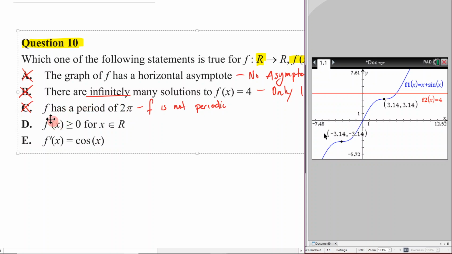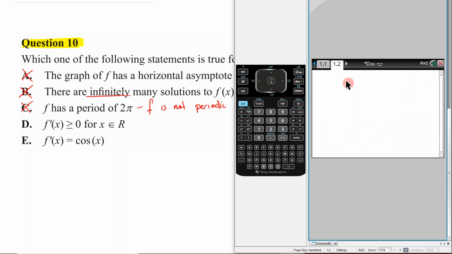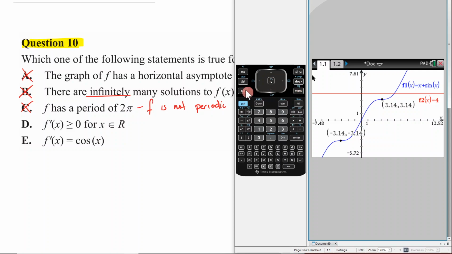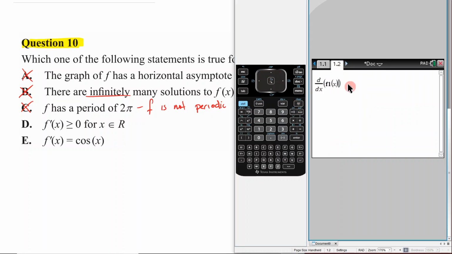Next, it says that the derivative of f is greater than or equal to 0 for x an element of all real numbers. Well, we can test this out pretty easily. We can go here, and I'm going to go shift minus to bring that up. I'm going to differentiate with respect to x. The graph, because we put it into our graph, what the function is, as you can see here, let me just show you for a moment. See how it saves it as f of 1? So that means I can just put that straight in. I don't have to retype it.